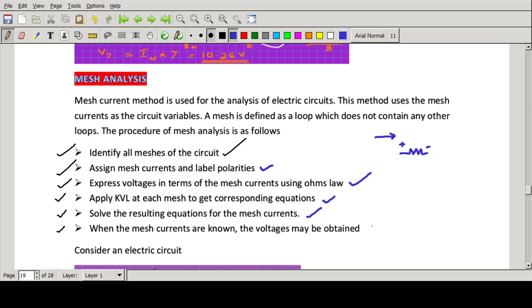Once you find the value of the current flowing through the electric circuit, you can very easily find the other parameters asked in the question. Suppose you are asked to find the voltage drop across a particular resistor or the total current, you can find all those things. Now this can be explained, and we will understand it better when we go through a circuit.